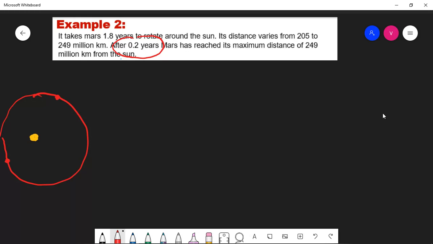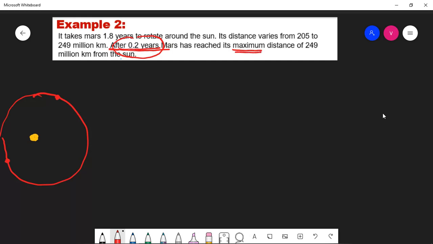However, it's like watching a runner in a race, right? Maybe you want to time them after they go past a certain marker on the track. Okay, now I'm going to start looking at them. This is the same thing here. After 0.2 years, so again, time is telling you about the phase shift. When does it start? After 0.2 years, it's at a maximum.